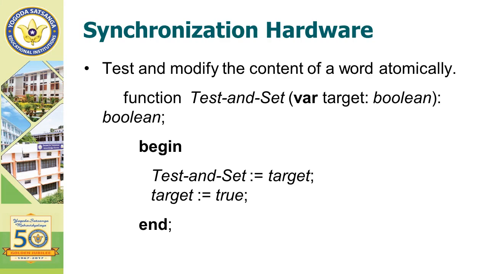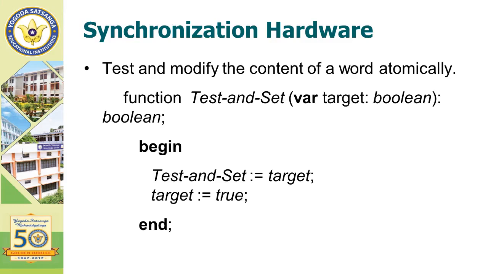This is a very simple instruction, the test and set instruction. It is a function. It consists of one argument of boolean type, and it also returns a value of boolean type. That is, if the test and set instruction executes, it returns a boolean value, either true or false. The code is as follows: begin, test and set is equal to target.